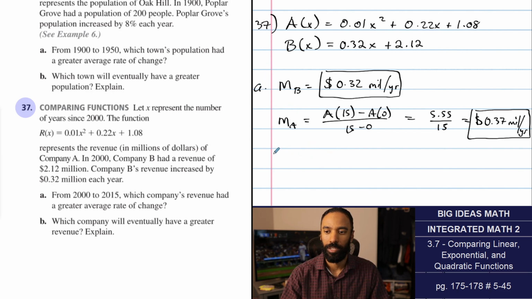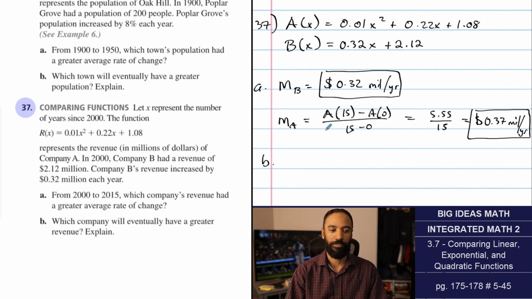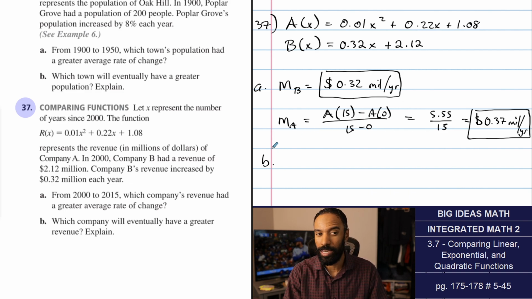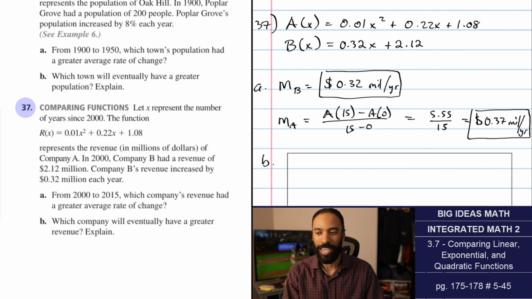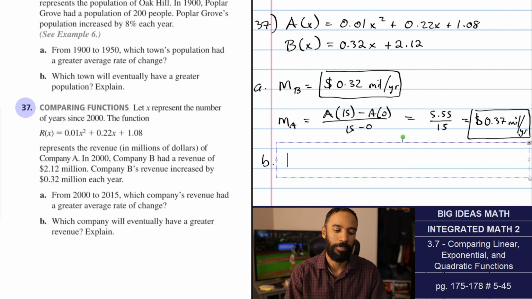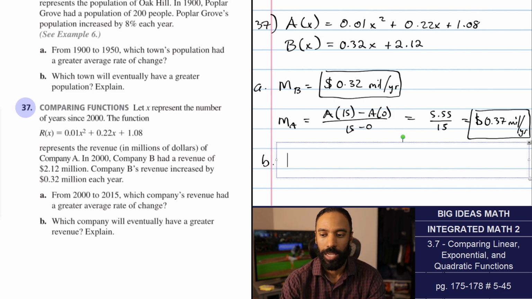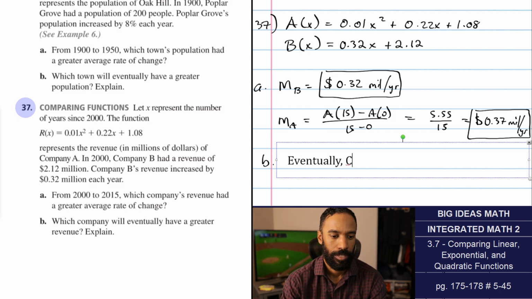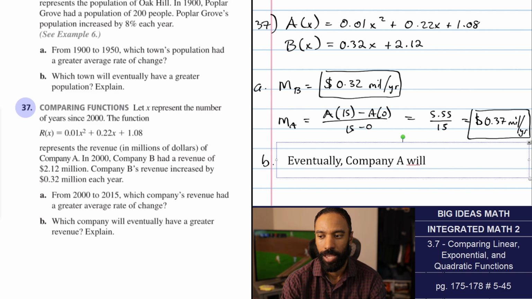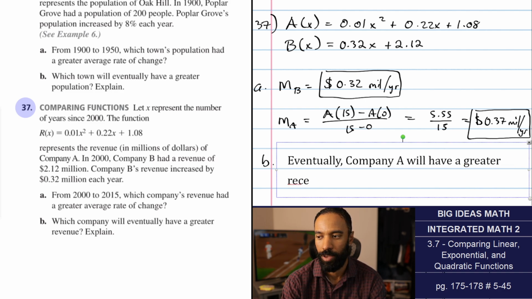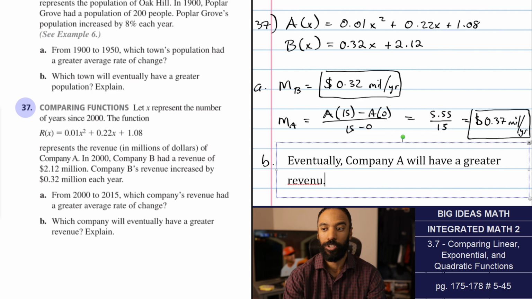That's part A. Part B, which company will eventually have a greater revenue? It already does. Unless I screwed something up, and I could have, company A already does have a greater one. But I think that's just what they're saying. Eventually, company A will have a greater revenue. Oh, this has revenue? Okay, I take it back.